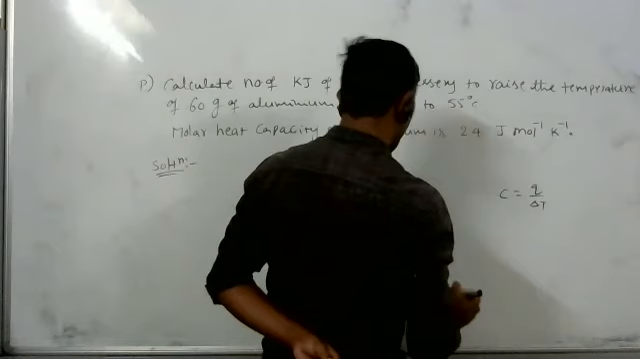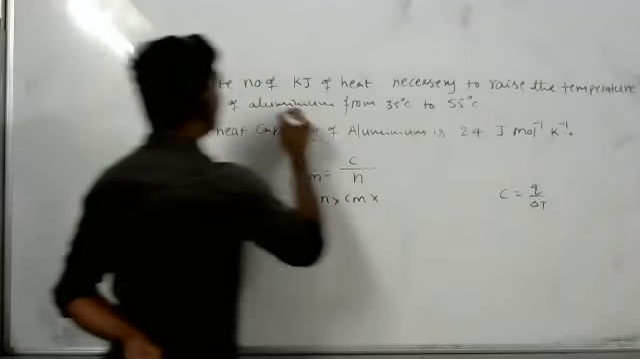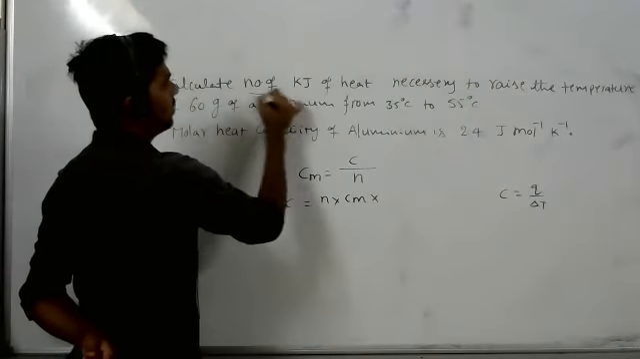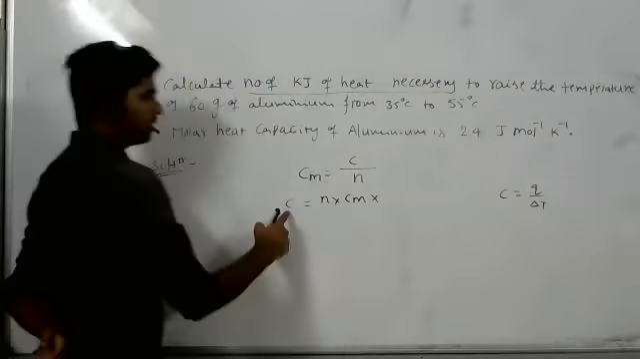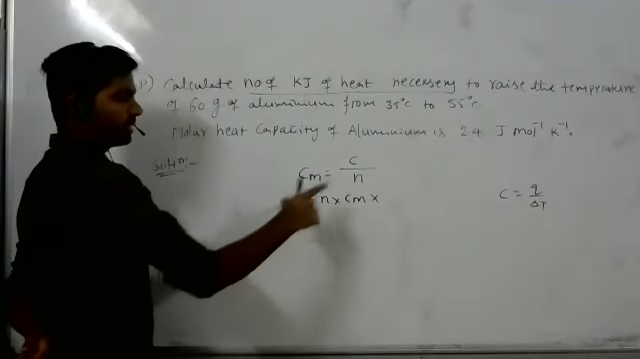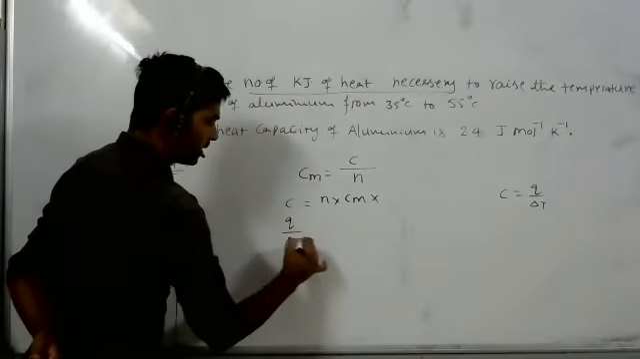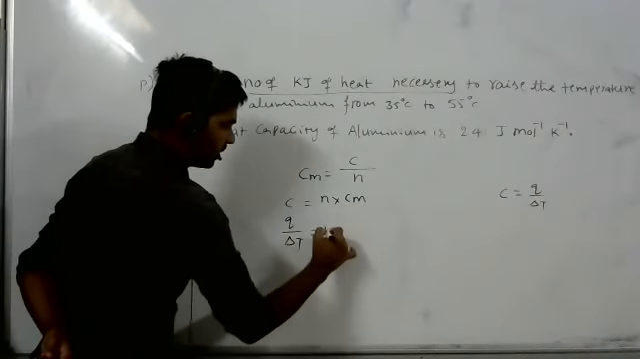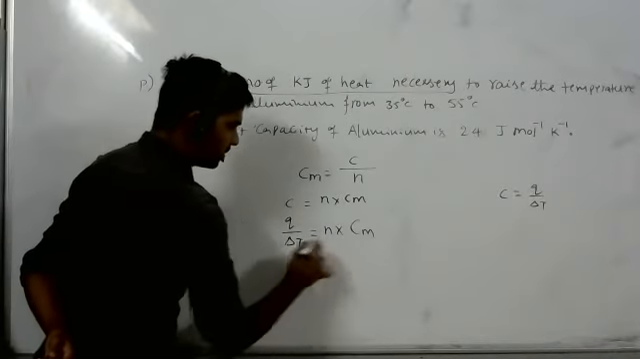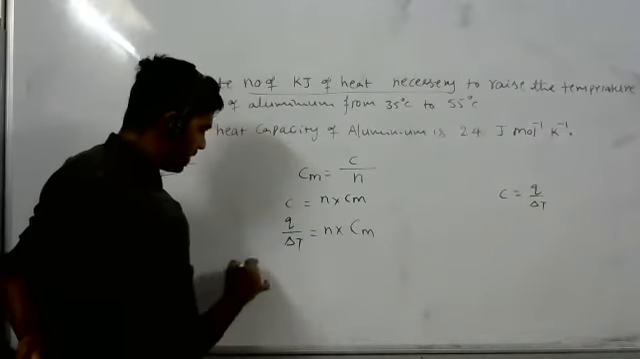delta T. But we want the amount of heat. Kilojoules of heat is necessary, so not heat capacity, they are asking heat. So instead of C, we may write Q by delta T is equal to n into Cm. So now we get the required heat.